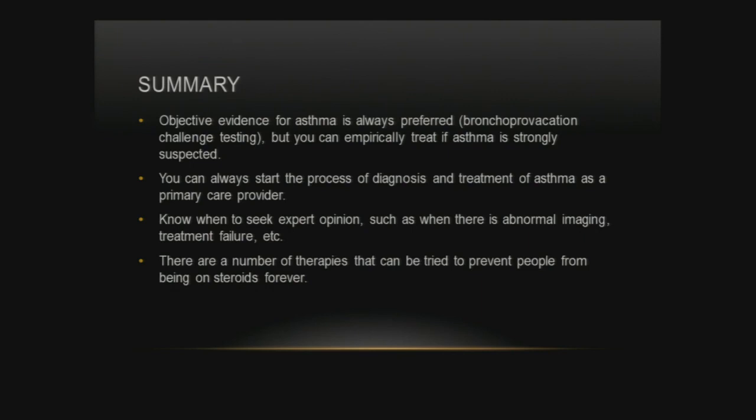Okay, so that's my talk. So hopefully I was able to relay to you guys that objective evidence for asthma is always preferred, but you can empirically treat if asthma is strongly suspected after getting at least one pulmonary function test. You can always start the process of diagnosis and treatment of asthma as a primary care provider. Know when to seek expert opinion, and that there's lots of therapies that you can try if indicated to prevent people from being on steroids forever. So it's always something to think about. Thanks. Any questions?